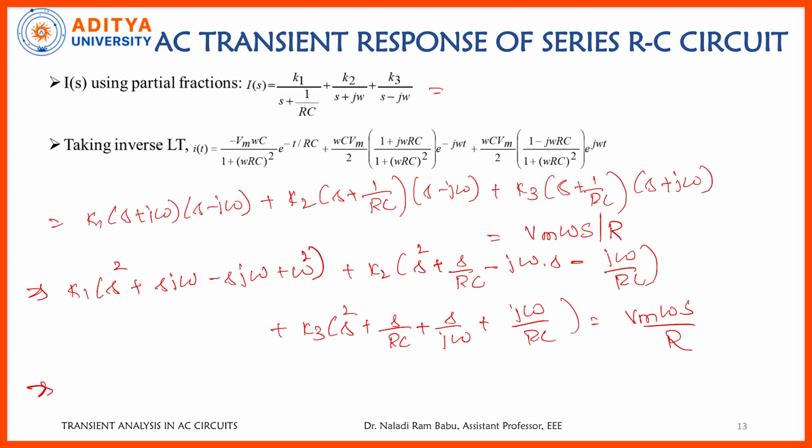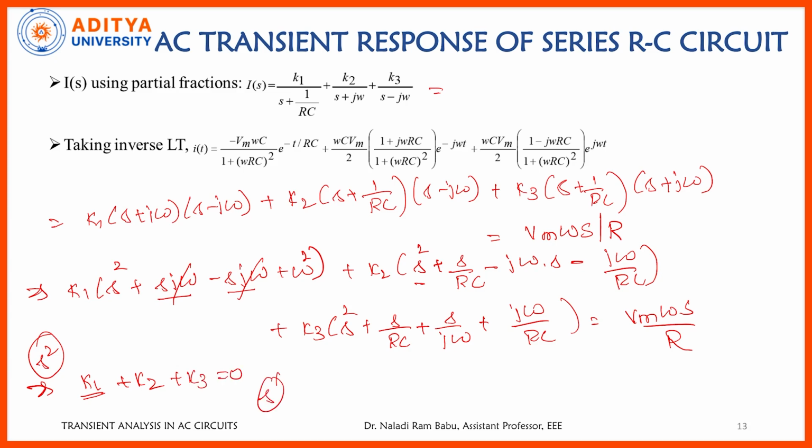Now, for the K1 terms, s j omega minus s j omega gets cancelled, and apart from that everything is the same. Now I am taking the s square terms. If I take the s square terms constant, K1 plus K2 plus K3 is equal to 0.